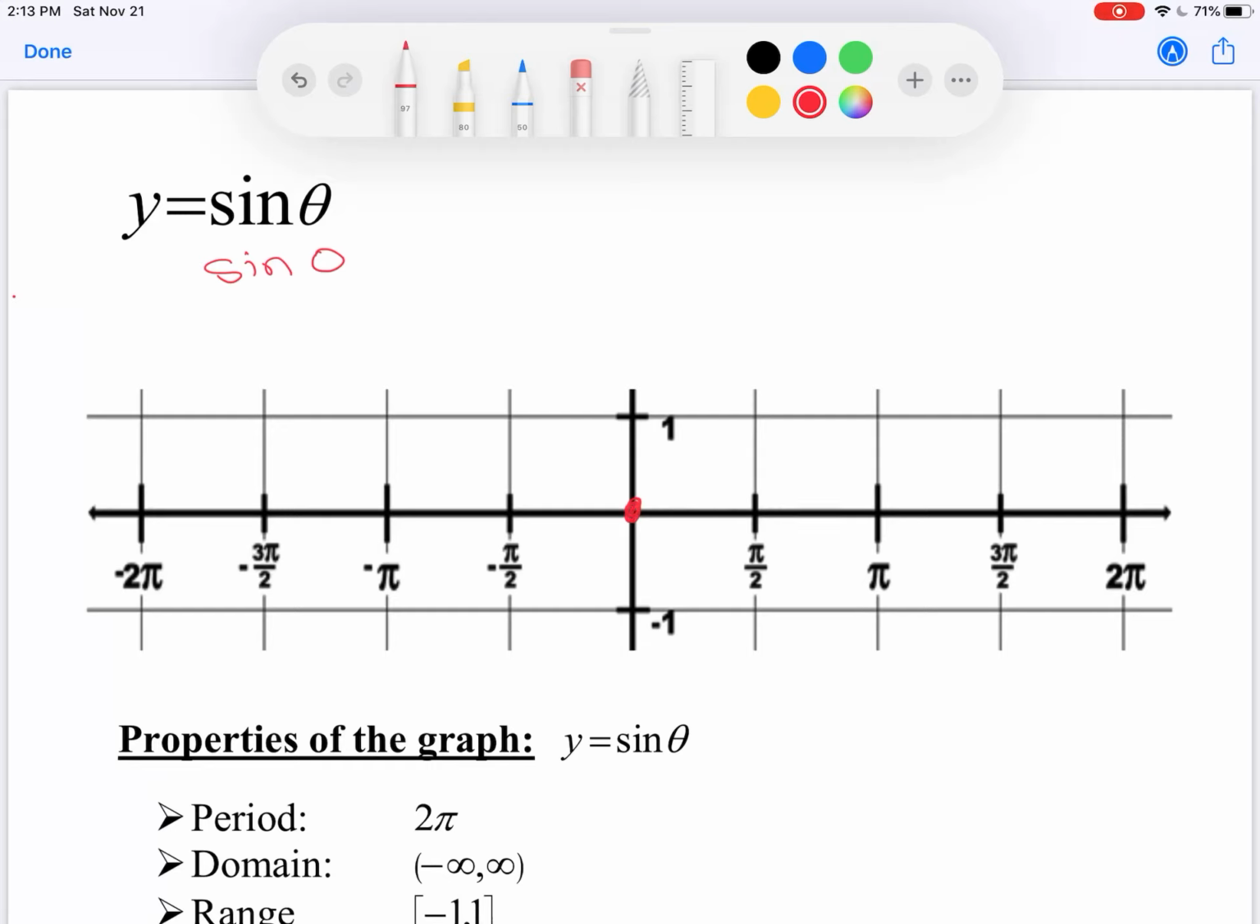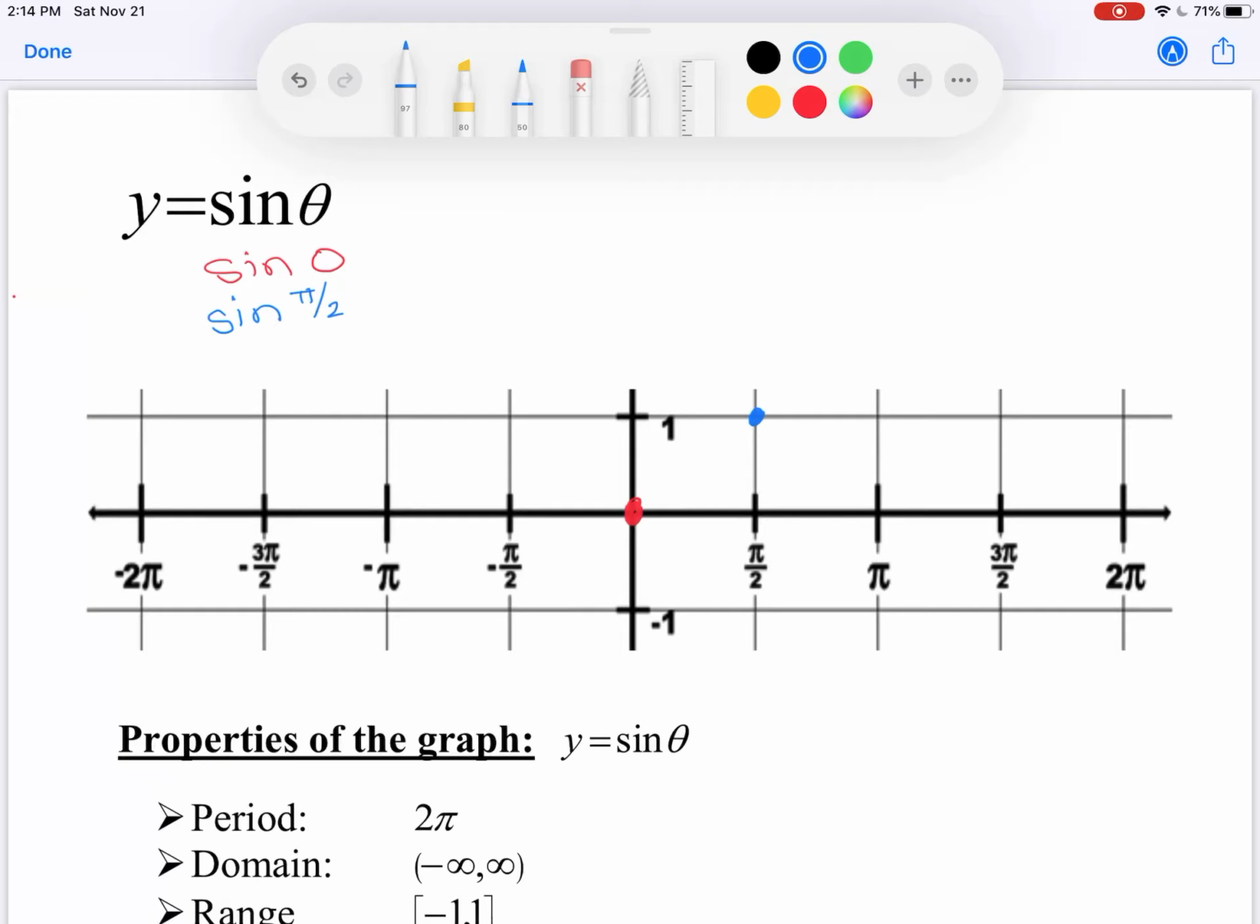So what I want to do is start with 0. Start with the origin first. So if I were to ask what sine is at 0 degrees or 0 radians, you would look at your unit circle really quick, or you would remember that at 0 radians your sine is going to be 0. So I'm going to put a point at 0.